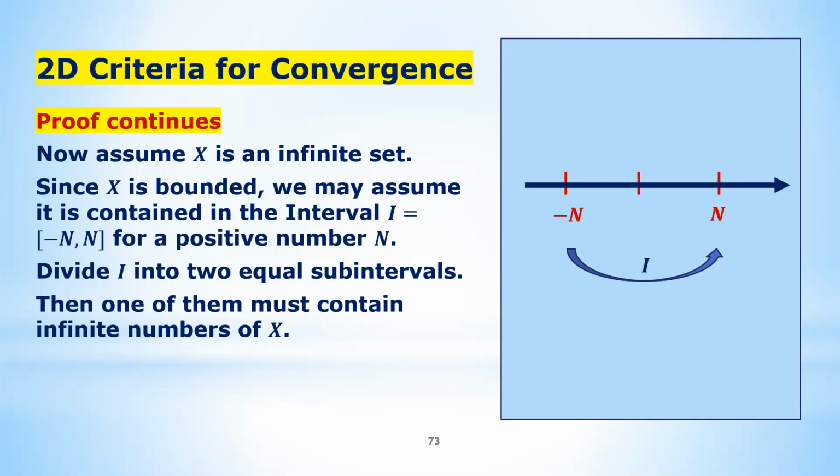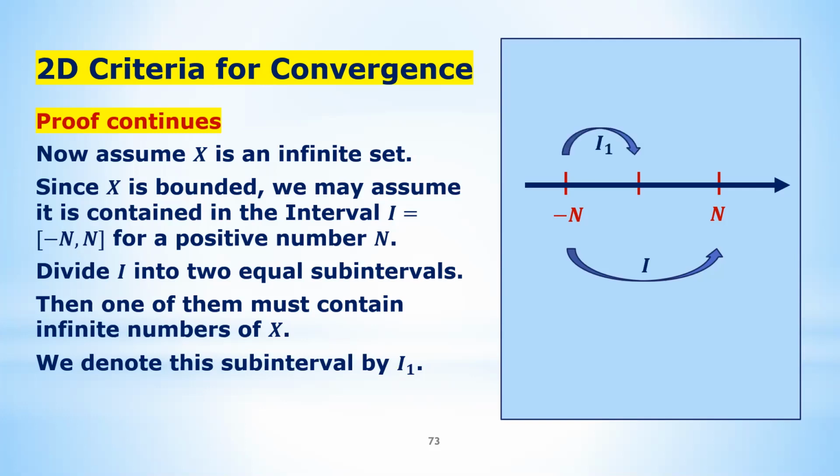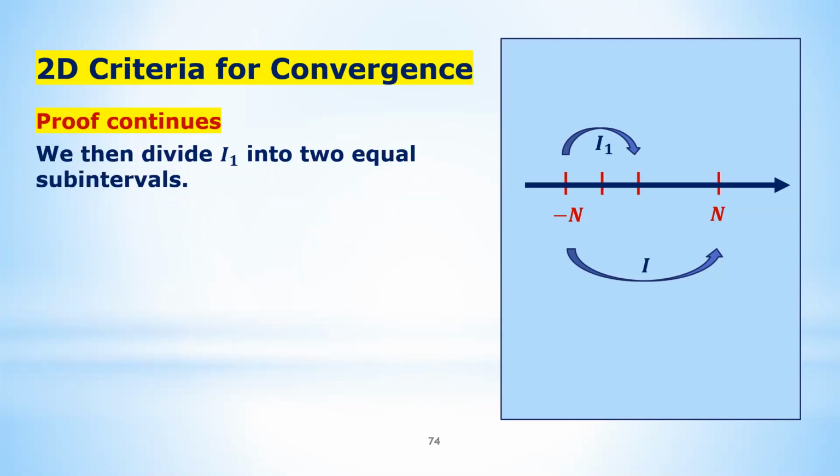So one of them must contain infinitely many points. Let's say I denote this subinterval by I1, which contains an infinite number of points. I denote, let's say, the left interval as I1. That contains an infinite number of points.